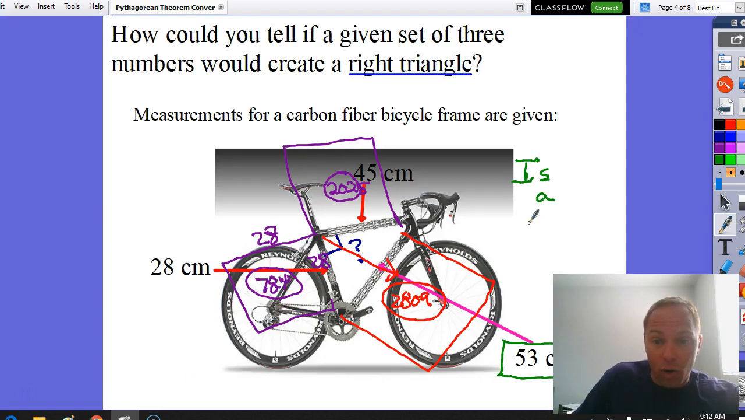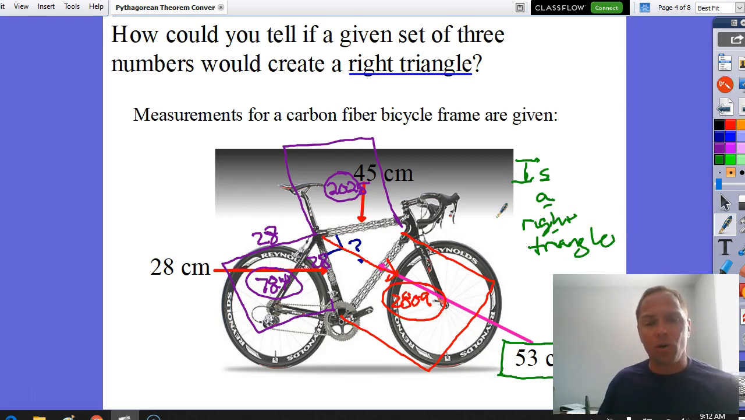But you need to do the work. It is a right triangle, okay? You can't just say, oh yeah, it is. You have to demonstrate that it is. You have to do the math. So I'm going to show you that you don't always have to draw a triangle here, okay?